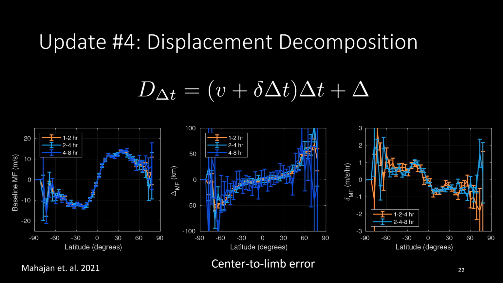That is very interesting. In our case, one pixel for HMI is about half a megameter, so this kind of shift is 0.1 pixel.